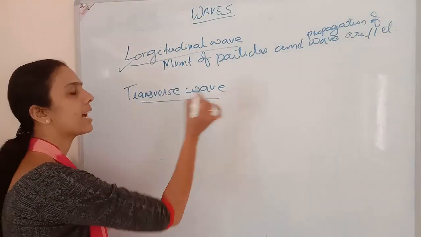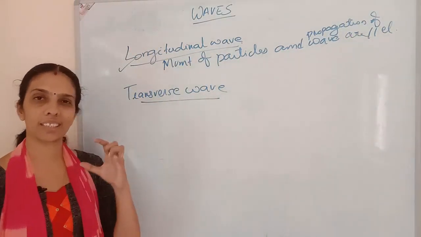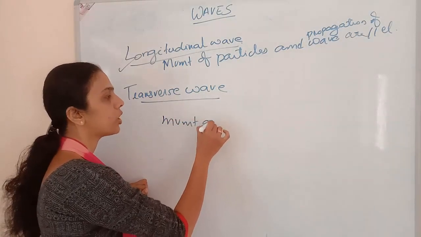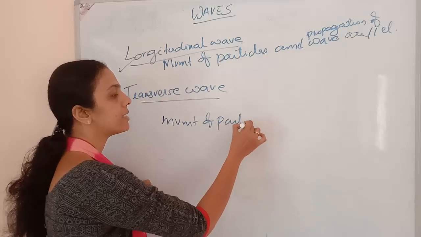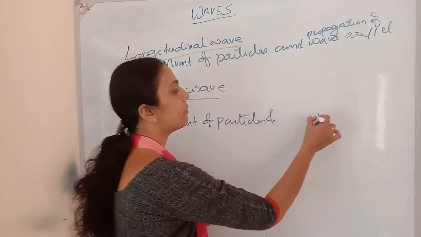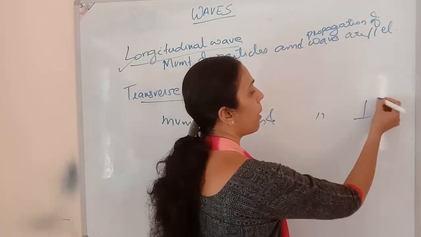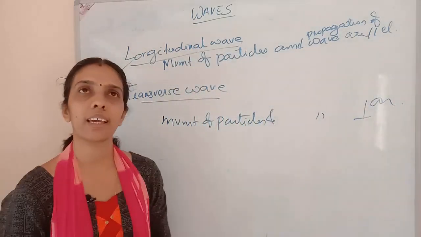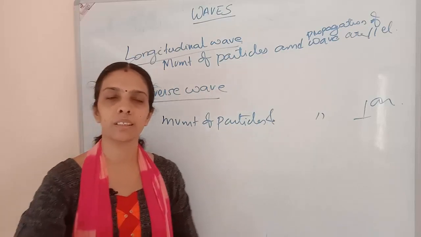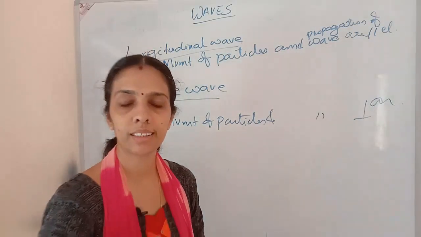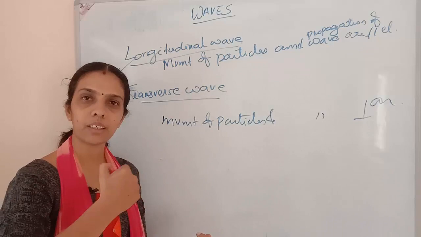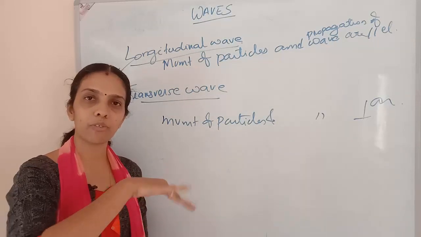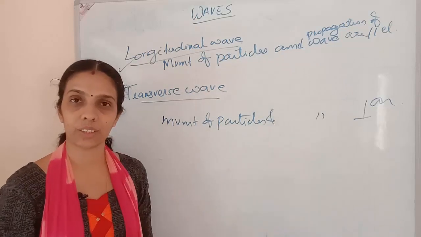Next is the transverse wave. What is meant by a transverse wave? See, the movement of the particle and the wave propagation are perpendicular to each other. How can we explain that? See, in the case of a guitar, what are we doing? We are giving a movement like this, but a waveform is forming in that direction, isn't it?